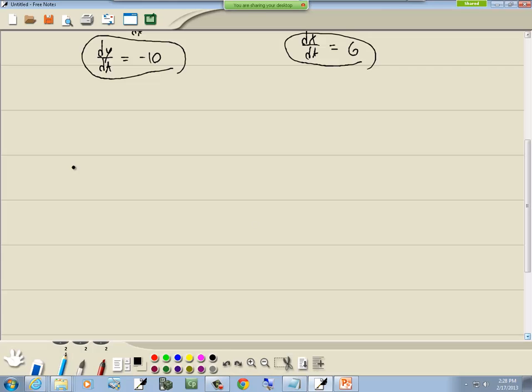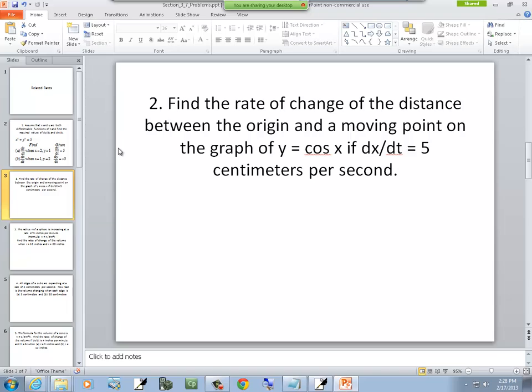Let's take a look at this one. I think I have room, hopefully. Okay, find the rate of change of the distance between the origin and a moving point on the graph of y is equal to cosine x if dx/dt is equal to 5 centimeters per second. Rate of change of the distance between the origin and a moving point. Between the origin and a point. Origin's a point, so a point and a point.